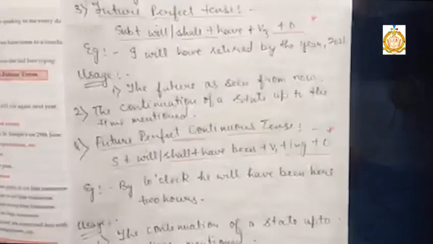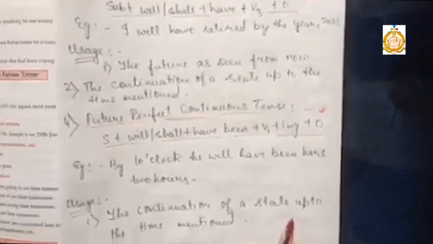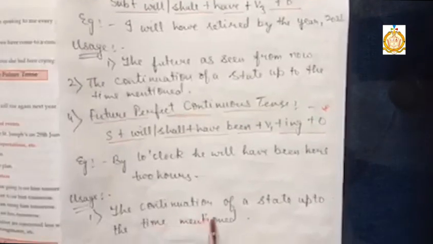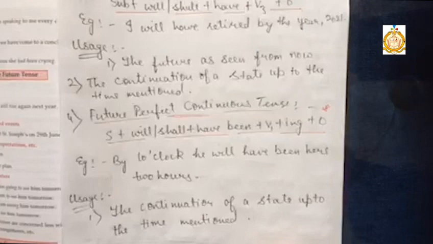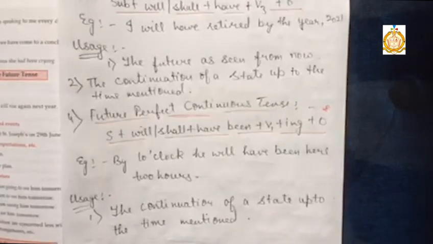Its usage: future perfect continuous tense is used to show the situation where the continuation of state up to the time mentioned, where things are properly mentioned over there, up to which very point it will end or it will continue. That situation will be shown by using future perfect continuous.